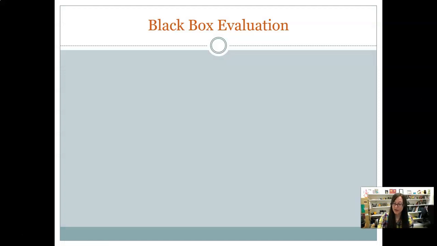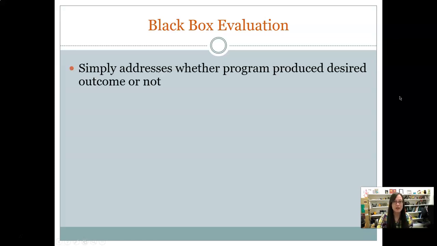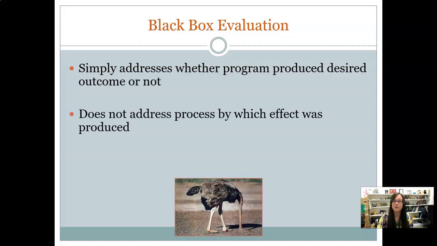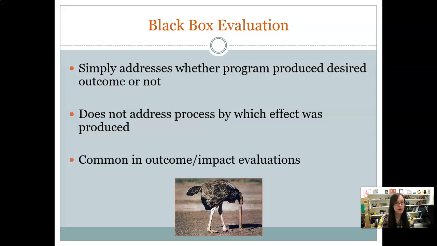So black box evaluation. This is about whether we want to know why it works or whether it just works. A black box evaluation is just about, is the program producing the desired outcome, yes or no? So it doesn't address the process that produced the effect. It's like, we don't care why, we just want to know, did it work, yes or no? So this is very common in outcome and impact evaluations. And I put the picture of the ostrich because it's like, don't care, I only want to see what I want to see. I don't care about the rest. So, head in the sand sort of situation.